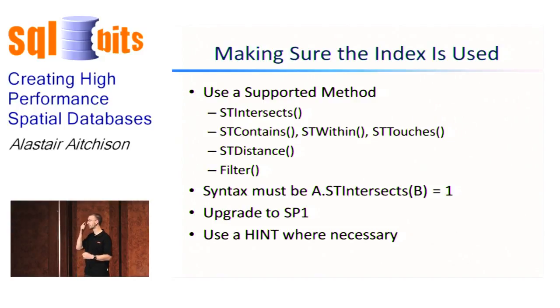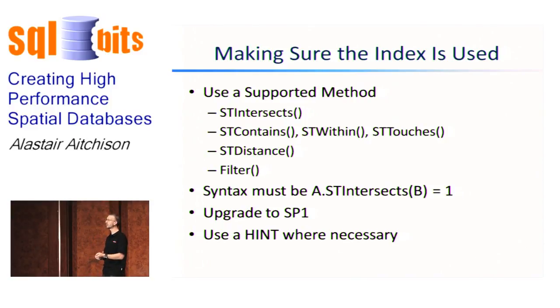Filter is an interesting method because Filter essentially only uses the primary filter. It doesn't go through that secondary filter stage of getting rid of the false positives. So Filter will give you an approximate answer, based on a primary filter alone. Even when you've used one of these methods, you've then got to use the right syntax. SQL Server is a little bit picky about the syntax you use. And even though they're logically equivalent, you must write A intersects B equals 1, or true, rather than 1 equals A intersects B. That won't allow the index to be used. So that's just something you need to get right, basically.